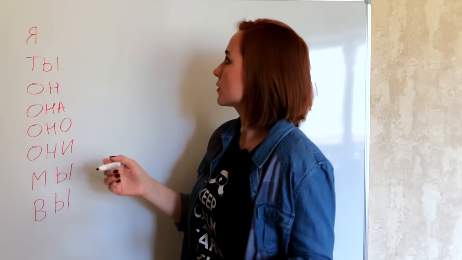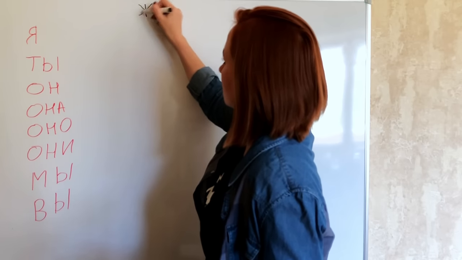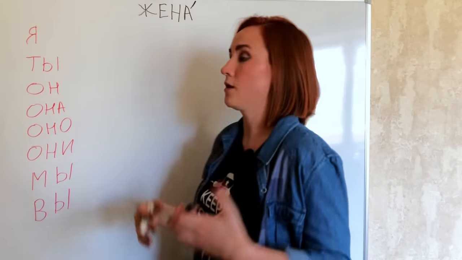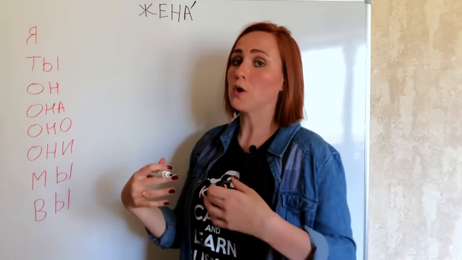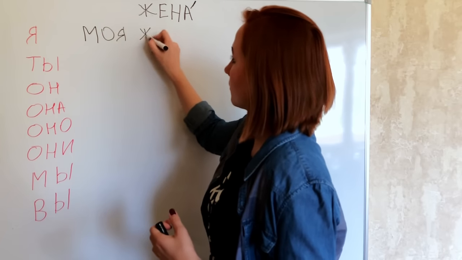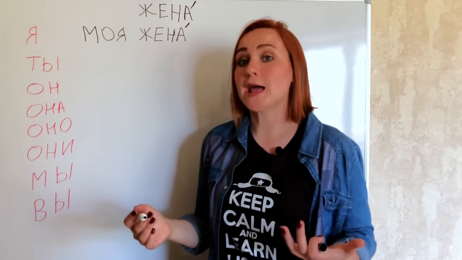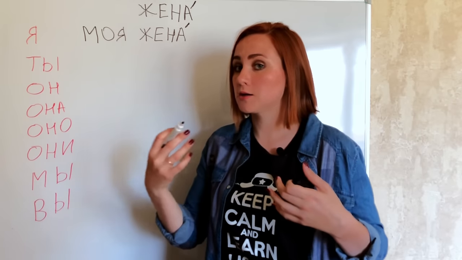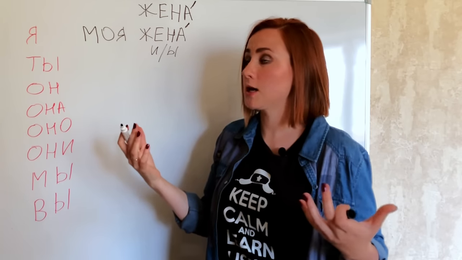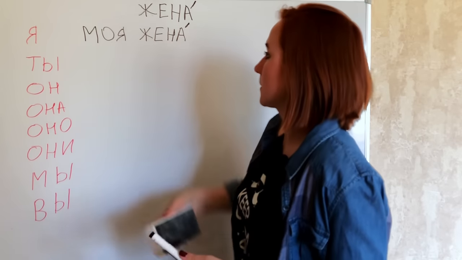Now, let's practice with the word жена. Жена means a wife. So my wife is моя жена. Remember the vowel reduction. It's not жена. It's жена. Something between и and у. Жена, жена, жена. So my wife, моя жена.